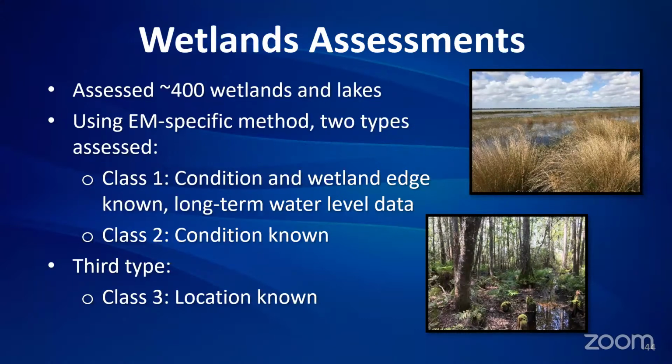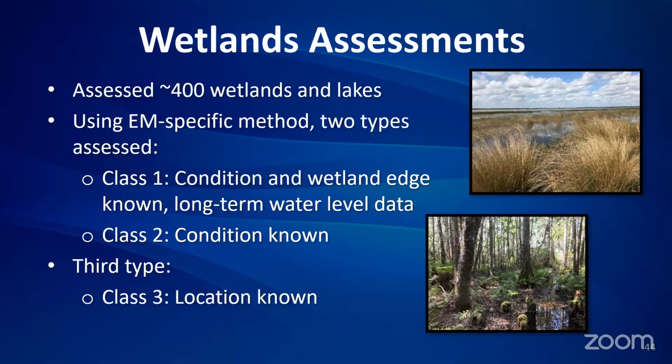For the 2025 Regional Water Supply Plan, we assessed about 400 wetlands and lakes. Many of these wetlands were evaluated by former environmental measures groups for previous regional water supply plans. The focus was on wetland systems whose hydrology is typically groundwater dominated. In other words, these wetlands could potentially be more likely to be affected by groundwater withdrawals. We used an environmental measures group specific methodology to evaluate the wetlands and lakes, which were divided into 2 types, Class 1 and Class 2 wetlands.